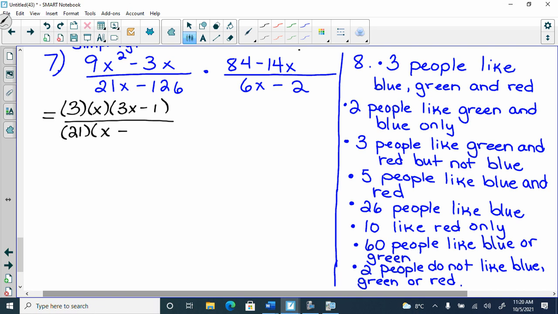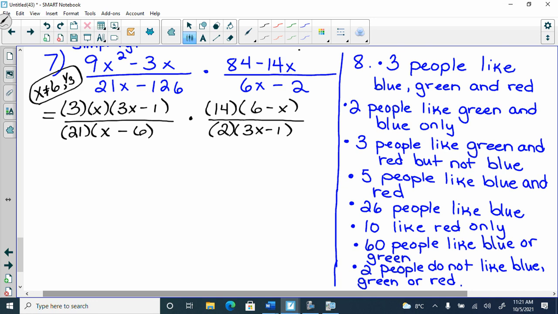What does that get you? 6. And then I can take a 14 out of the top, and then I think I get 6 minus x. And then in the bottom, I can take out a 2, and I'm left with 3x minus 1. Before I cancel anything off, I'm just stating NPVs for my denominator. So the 2 and the 21 don't result in anything. X can't equal 6 because of the x minus 6. And then 1/3 because of the 3x minus 1.